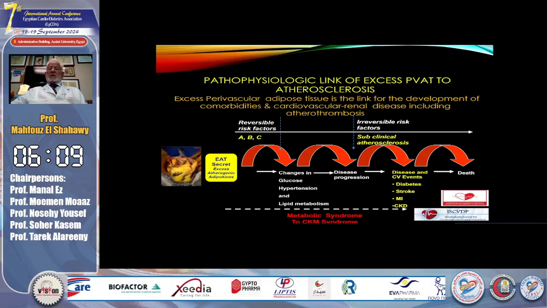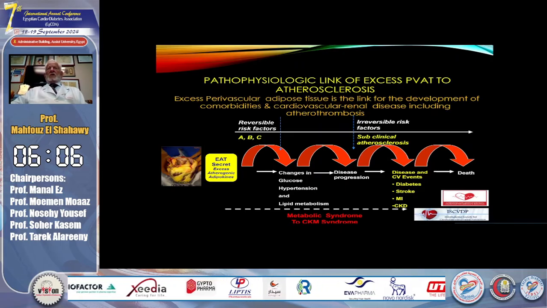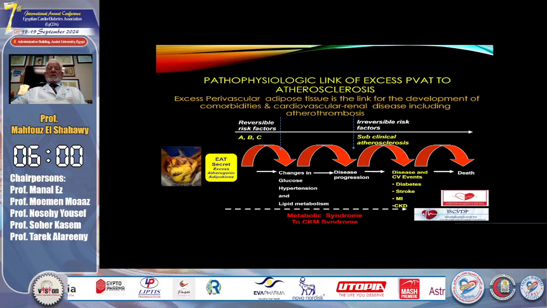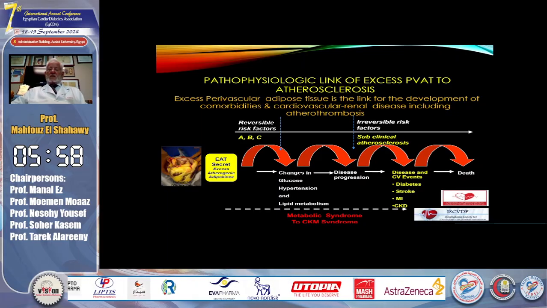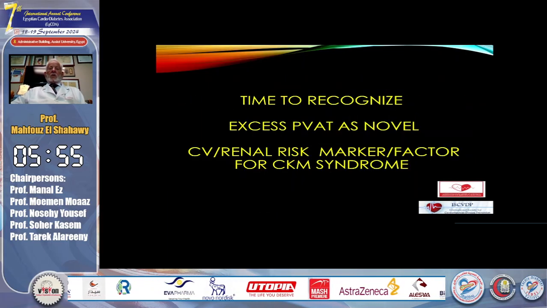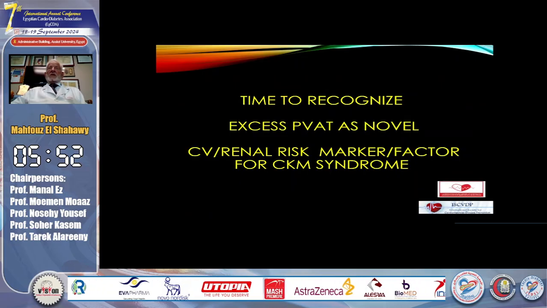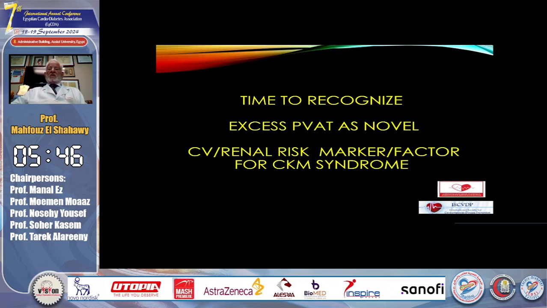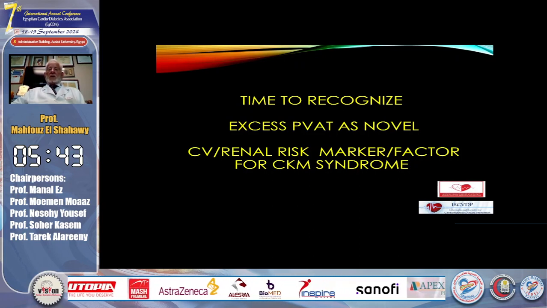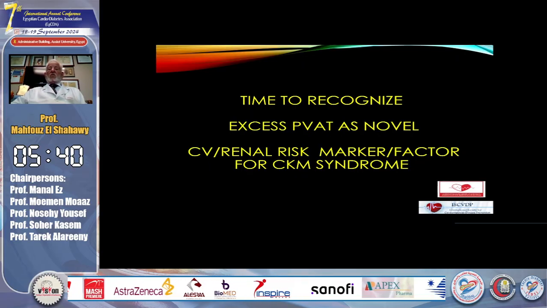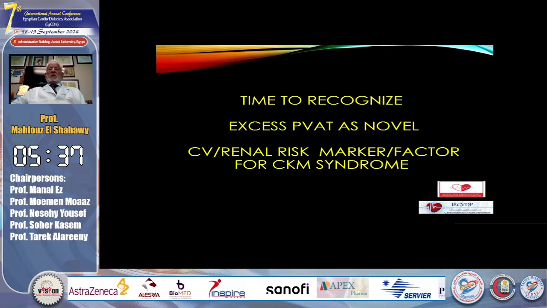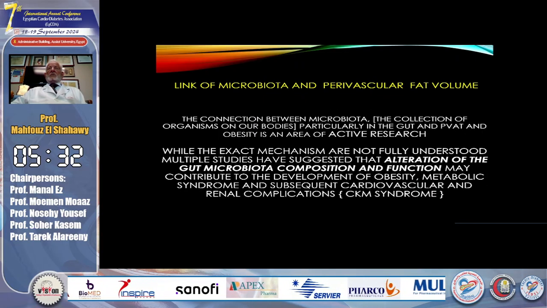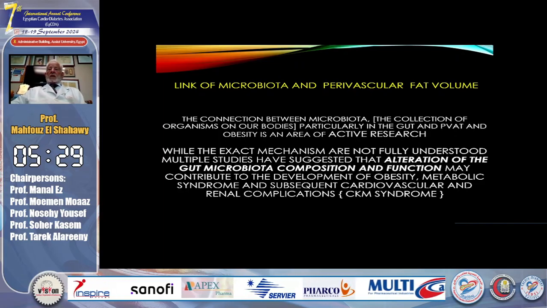The obese heart does the same thing. If you initially have just fat around the heart and are asymptomatic, ultimately you might end up with a heart attack once you increase secretion for long periods of time, and that can be the problem. It is time to recognize excess perivascular adipose tissue as a novel cardiovascular renal risk marker or factor for chronic cardiovascular kidney metabolic syndrome.